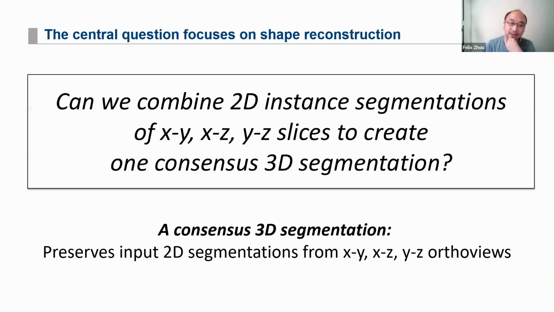That's key. Okay. So the objective of this project was: can we combine these 2D instance segmentations into one consensus? By consensus here, let's define this: it preserves the input 2D segmentation in the view. So if you then take the 3D formed segmentation and slice it in the orthogonal direction, it still correlates to your input. That's the definition.